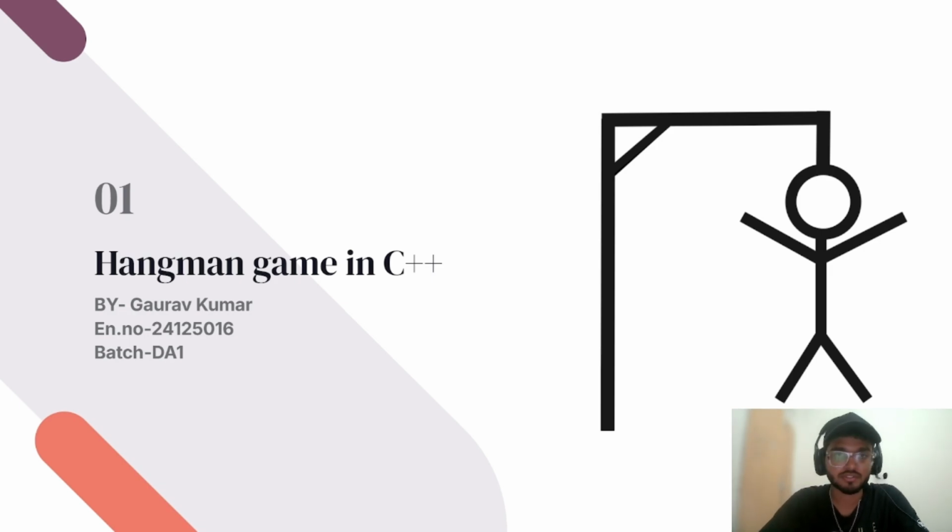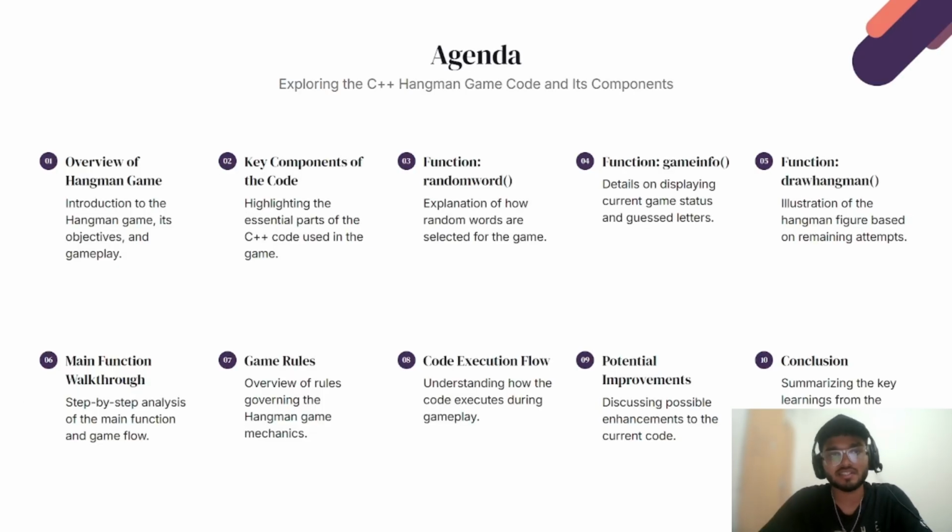Today I'm going to present how to code the Hangman game in C++. So the agenda of this presentation is an overview of the Hangman game and exactly what the Hangman game is, the key components of the code, and the functions that I have created in this whole code. So basically there are functions that I have created, and then there is the main function and the code execution flow, and at the end the conclusion of the whole presentation.